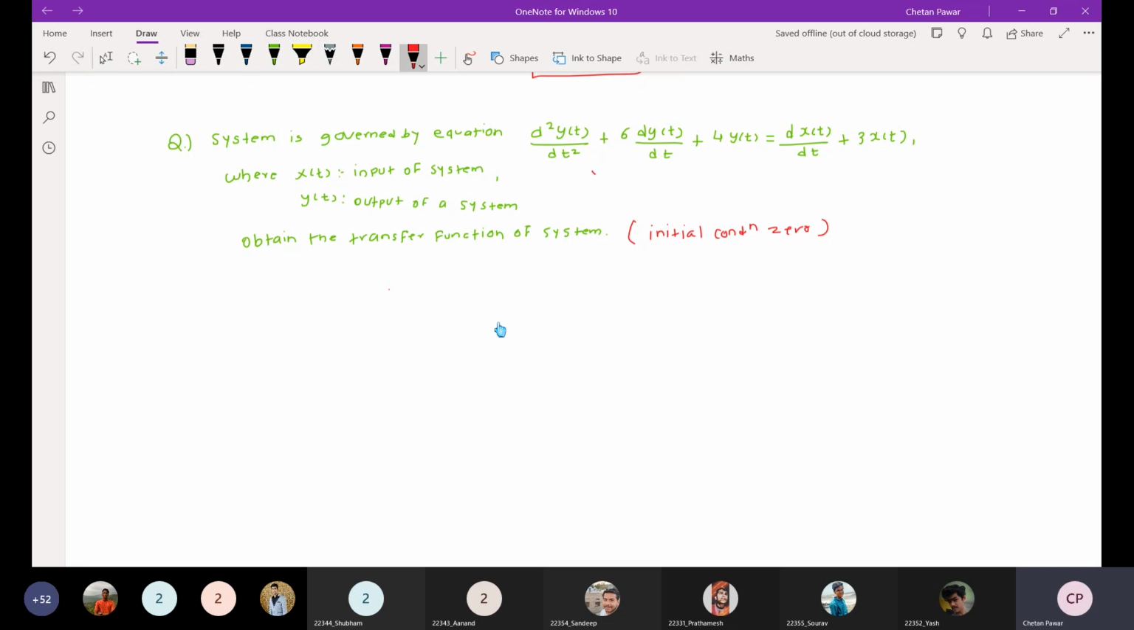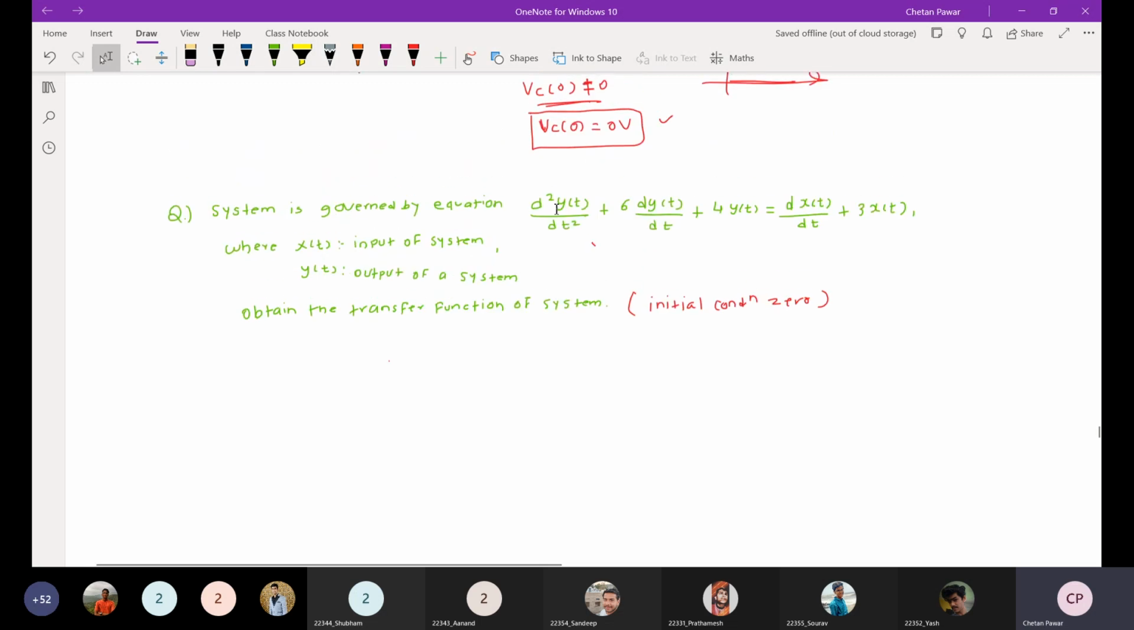To obtain the transfer function, we need to convert this time domain signal to the Laplace domain. So I will take that first. It is a system's representation, not a signal. That is a system's representation, a mathematical representation of the system.